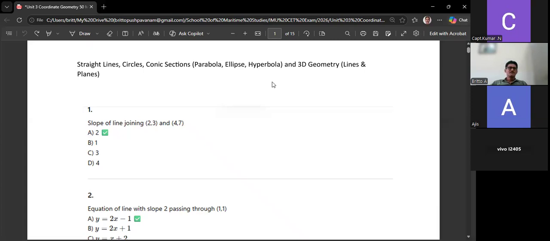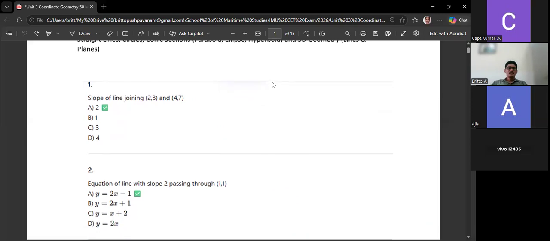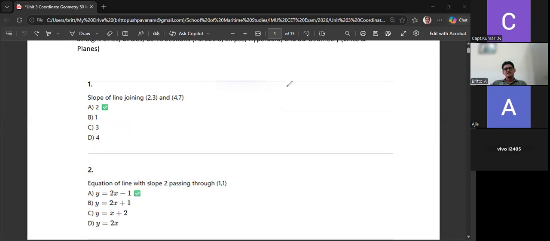Now look at the first question. The question is the slope of a line joining the points 2, 3 and 4, 7. You should know the formula of slope, right? Slope means, there is an x-axis, y-axis, and a straight line. The straight line intersects the x-axis and makes an angle theta. That is called a slope. Usually we denote the slope as m, which is tan theta.